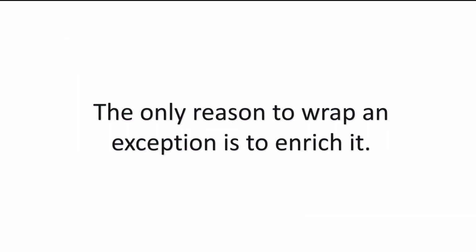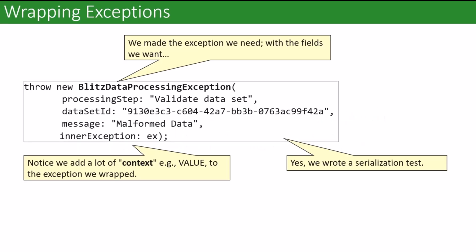The only reason to wrap an exception is to enrich it. Here's the right way to wrap. I have a data processing exception, and the data processing exception is going to get thrown when my inner process in, say, a Saga workflow or something happens, and it's going to add a lot of extra context to the inner exception, which might be something horribly generic, like a serialization failure.